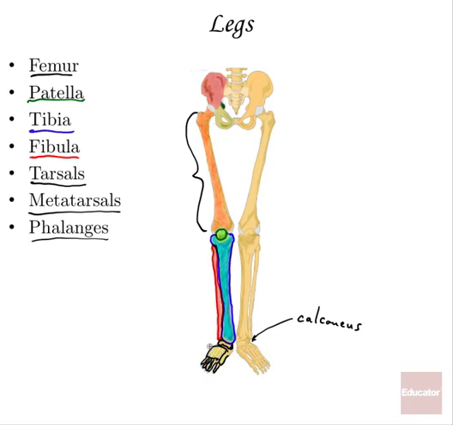And you have the same naming system as when we looked at the fingers. When you look at, let's say the middle toe, for instance, you would have the distal third phalanx, the middle third phalanx, and the proximal third phalanx, and so on. So that's the legs, and that finishes up the appendicular skeleton.